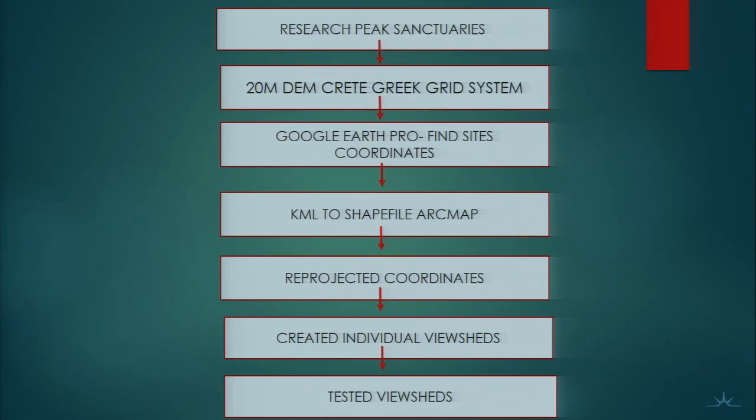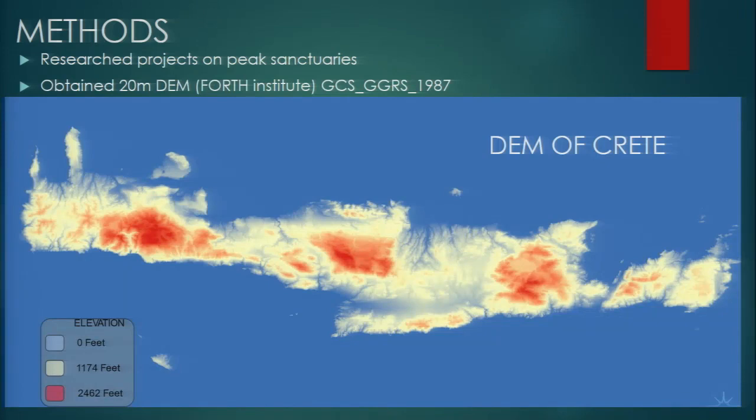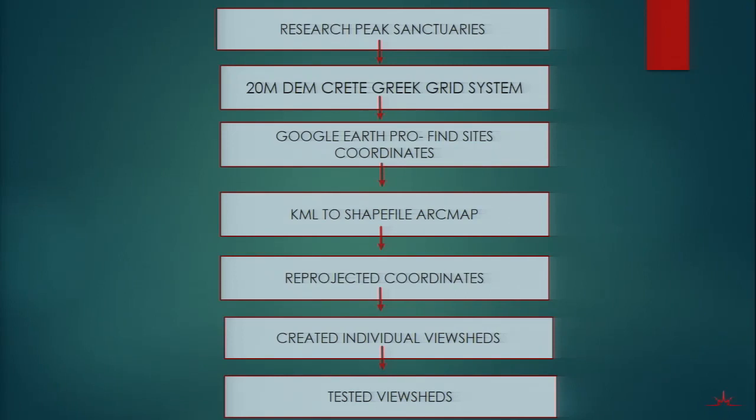In order to test the accuracy of the reprojection, I plotted other points in areas that I knew, such as these small islands off the coast of Crete. And I'm sorry, I'll go back. So this one and this island right here. One of them is called Sira. The original points from Google Earth plotted these points somewhere in the ocean. But when I reprojected them, they aligned perfectly with the two islands.